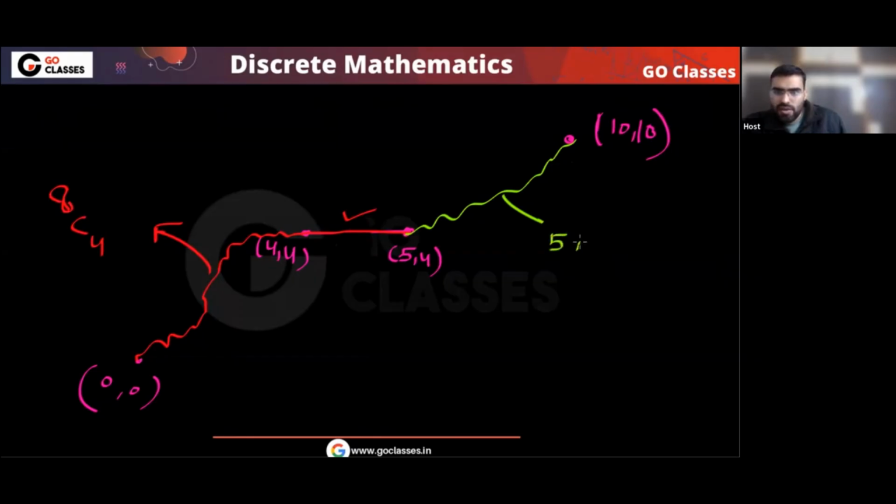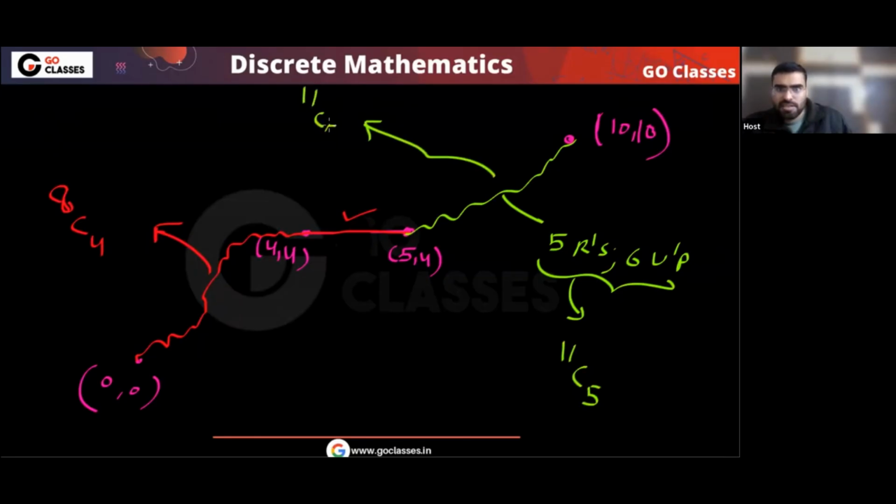So you can notice 5 right moves you have to make, 6 up moves you have to make. So that means basically 11C5. I can say this means 11C5.